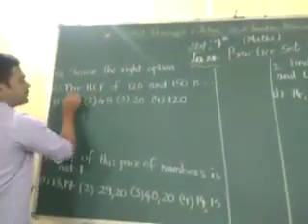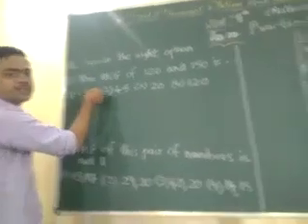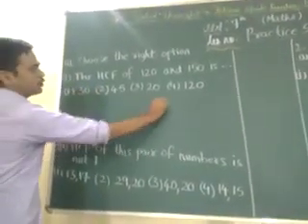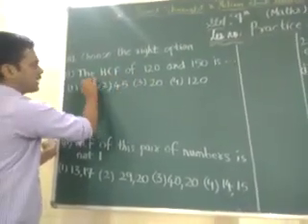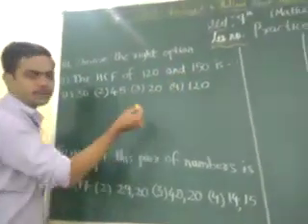Choose the right option. This is an objective type question, so the answer will be given as options. You have to find it in the rough work and then get the answer. The HCF of 120 and 150. You have to get the answer for this.